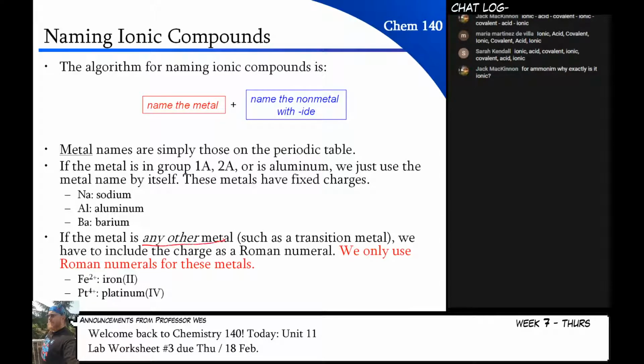So any other metal that is not one of these guys above here, the way that you name it is you include its name and its charge in Roman numerals. Very important. After the name and before the charge, there are no spaces. Okay? Do not type platinum space parentheses IV close parentheses on Canvas. It will mark it wrong. Be careful.